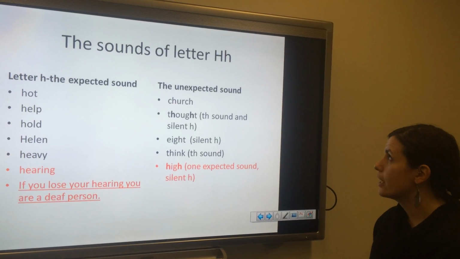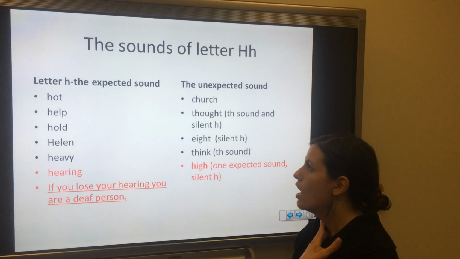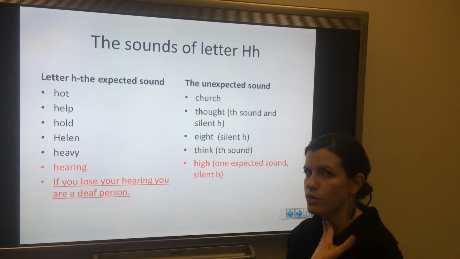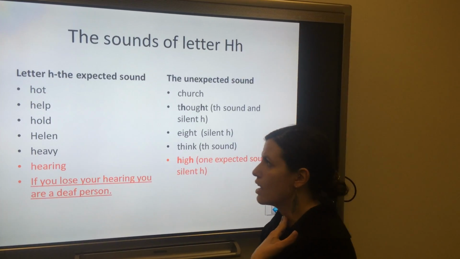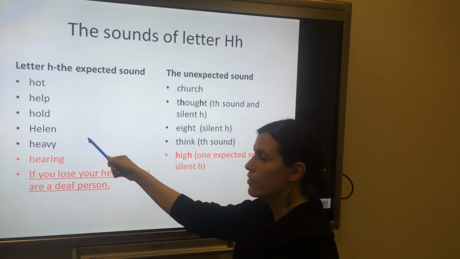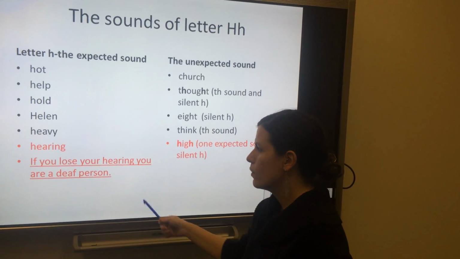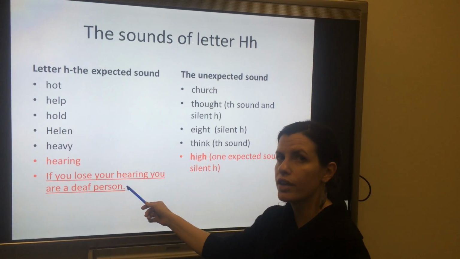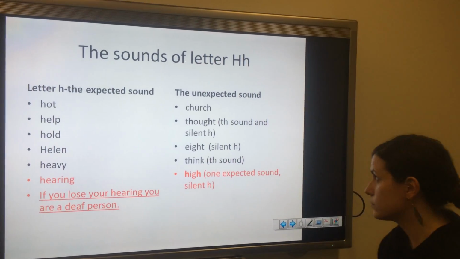Okay, the sounds of letter H. The expected sound is the H sound. Hot. And if you put your fingers on your throat, you will notice there's no strong sound. It's a voiceless consonant sound. Hot, help, cold. Again, the name Helen. Heavy. Hearing. Our sentence to prepare us for next week: if you lose your hearing, you are a deaf person.